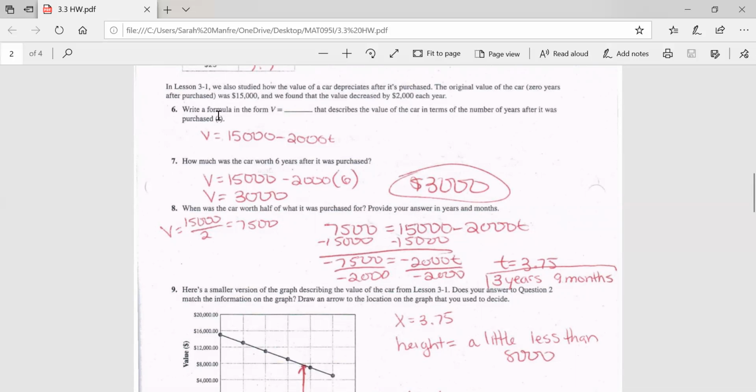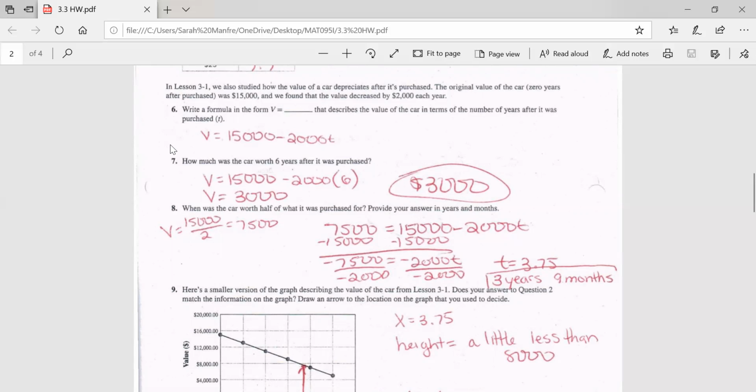So write a formula. Well, it's starting at 15,000. So value equals 15,000 and it's depreciating, it's losing, which is why I have to subtract 2,000 every year. So 15,000 is a start, minus $2,000 every year.